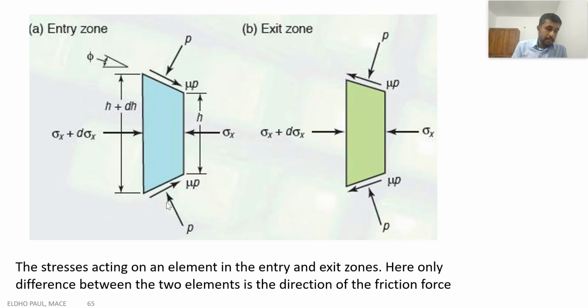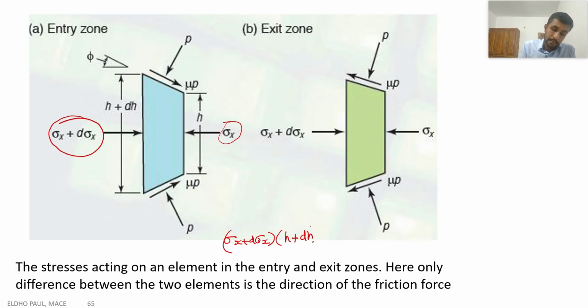We already discussed this one, sigma x plus d sigma x and sigma x. Corresponding to sigma x plus d sigma x, we have sigma x plus d sigma x into h plus dh into 1. That is the corresponding force, acting towards the right. We take towards the right as positive and towards the left as negative. That is the direction. The next force is sigma x, which is acting towards the left.